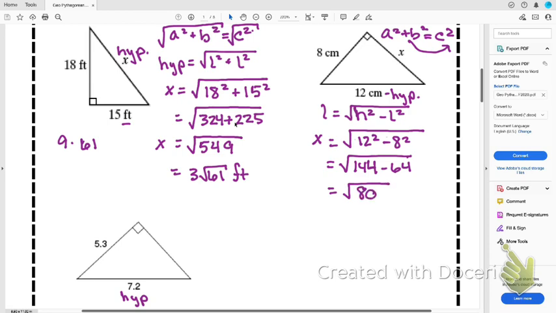Okay, so what do you know goes into 80? 10 and 8. How about a perfect square? Hope you know 4 goes into it. Oh, yeah. Okay, so 4 and 20, but 20 is 4 and 5. So I can take out a what? 4. So 4 square root of 5 centimeters.